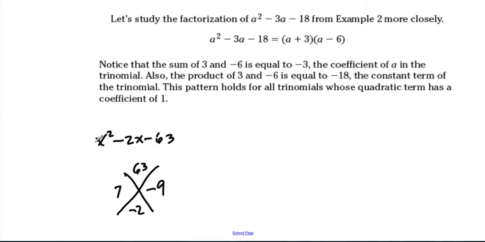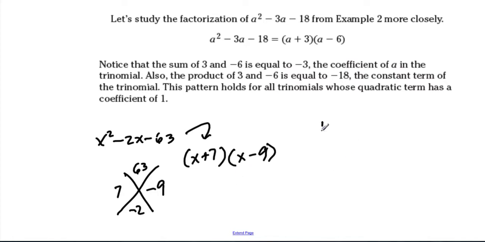So since the coefficient is 1, all you need to do is write down your x in quantities, and now you have plus 7 because it's positive 7, and subtract 9. That is the factored form. Very easy, right? Let me give you another example.